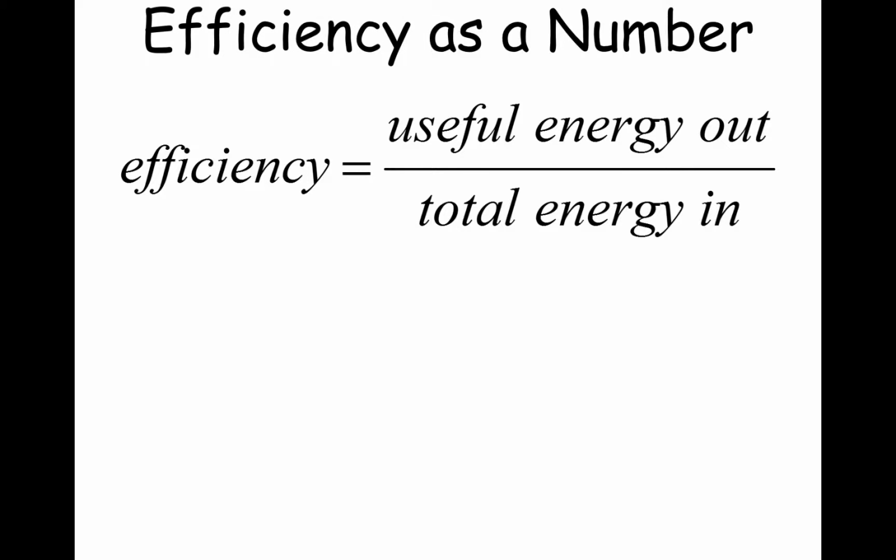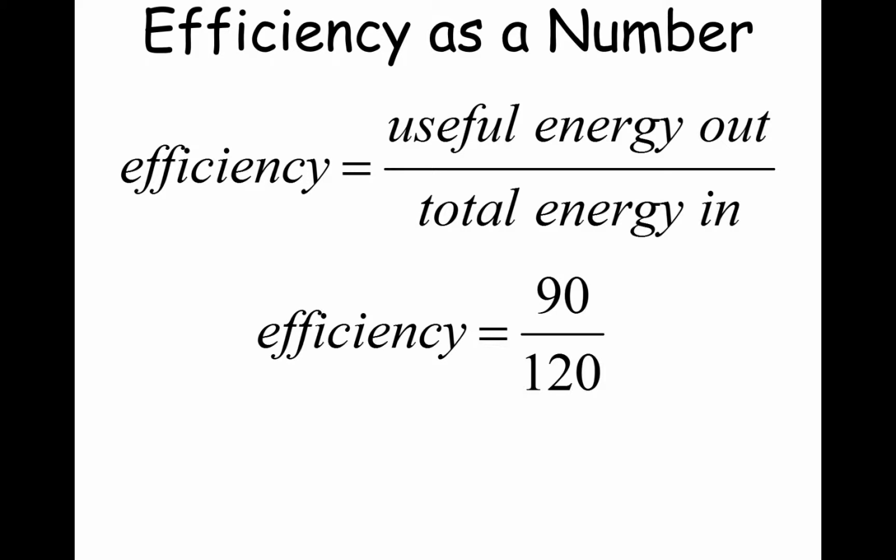So, efficiency as a number. Let's just imagine that the useful energy out is 90 joules and the total energy in is 120 joules, and so we will write the efficiency as 0.75. There are no units here.